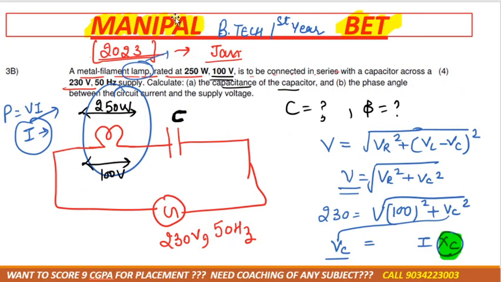Wait, in the last question they ask you the phi also. So I told you phi, how can we get? Can we get cos phi? Cos phi is what? VR by V. VR we know, V we know, we'll get cos phi. Then take inverse of cos, then you'll get phi. Now understood? So whatever they have given, we have to use that triangle.